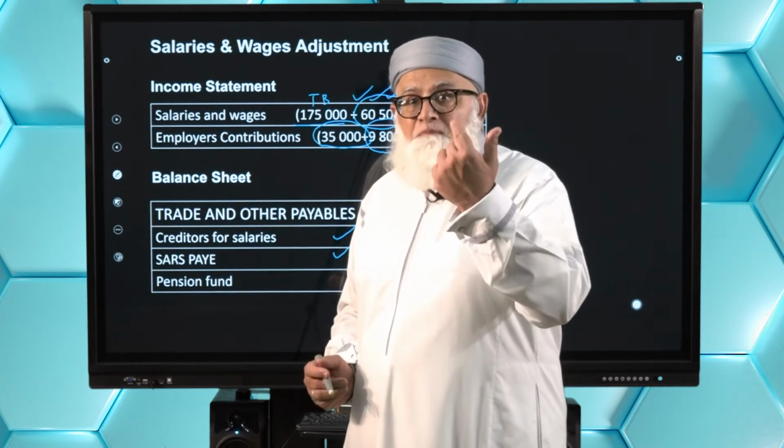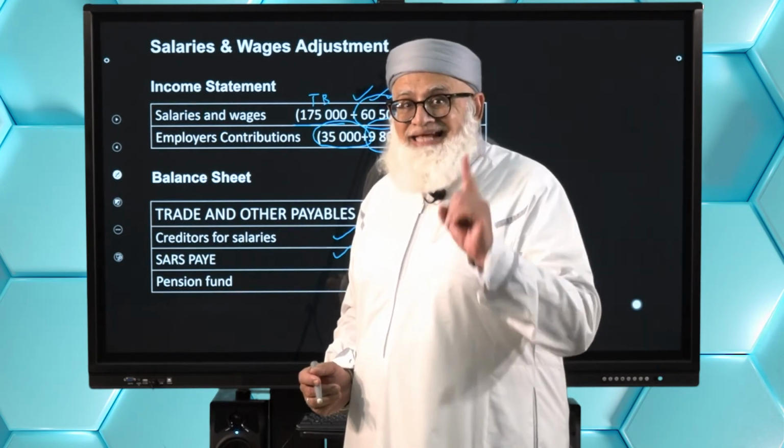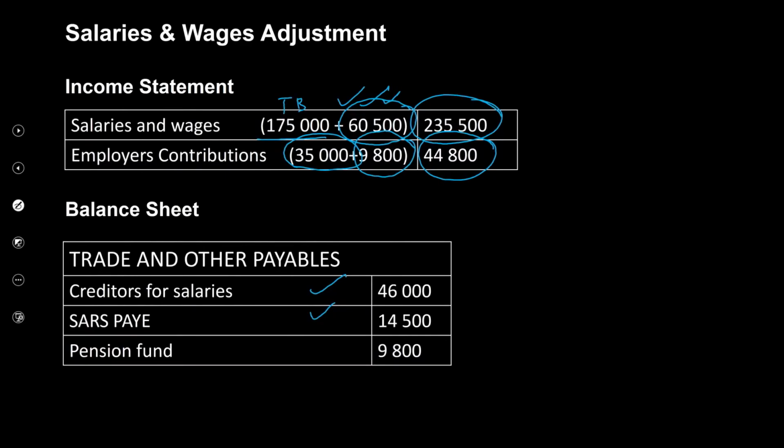Now you bring in your employer's contribution. A debit to employer's contribution of 9,800 and a credit. Who do you owe it to? The pension fund. How much? 9,800. So clearly you can see there are two separate entries.